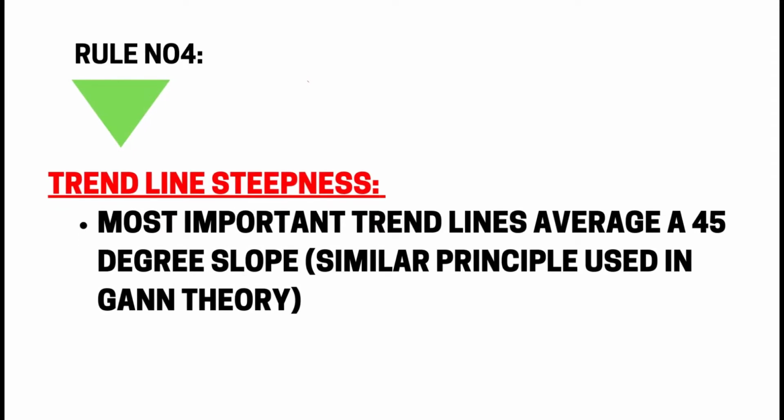So what about trend line steepness? Well, that's covered in rule number 4. The most important, the strongest trend lines average a 45-degree slope. Now, if you get into technical analysis, that is a very similar principle used in Gann theory, and it's that 45 degrees, whether it's up or down, is, like I said, the strongest, most important trend line.